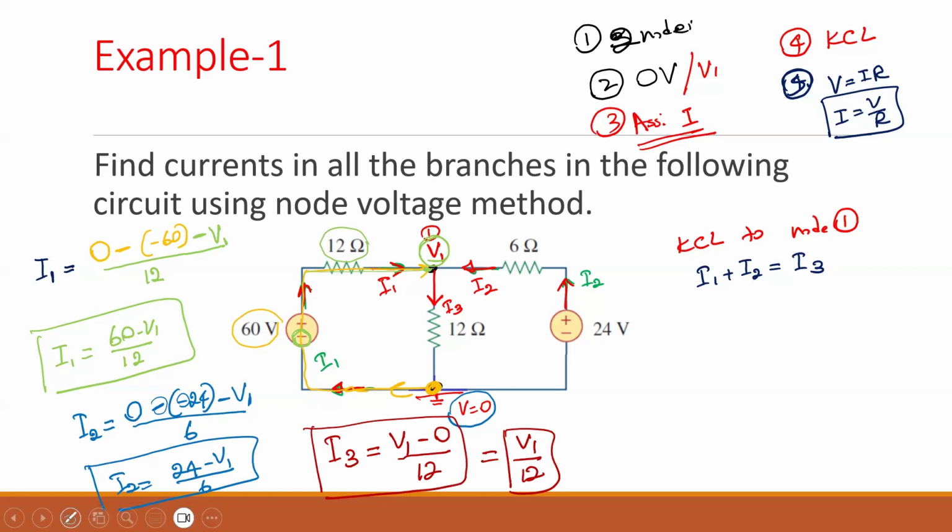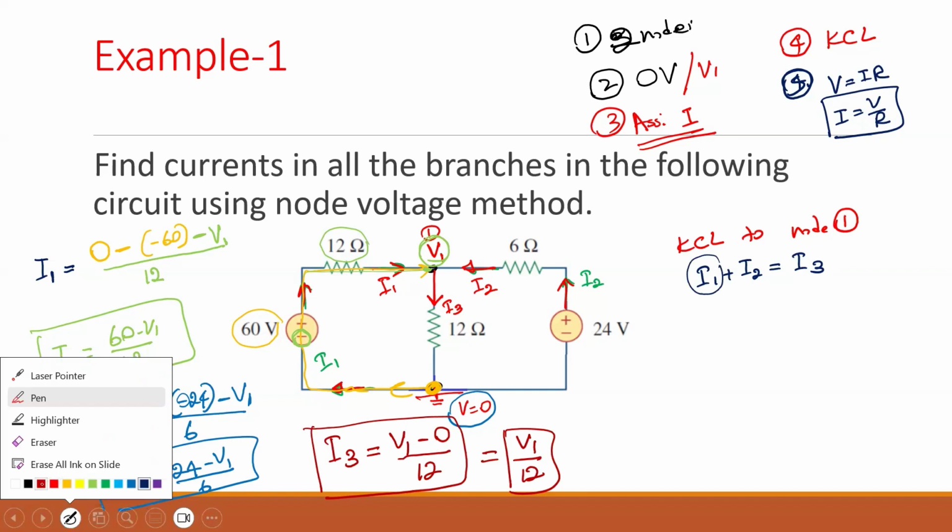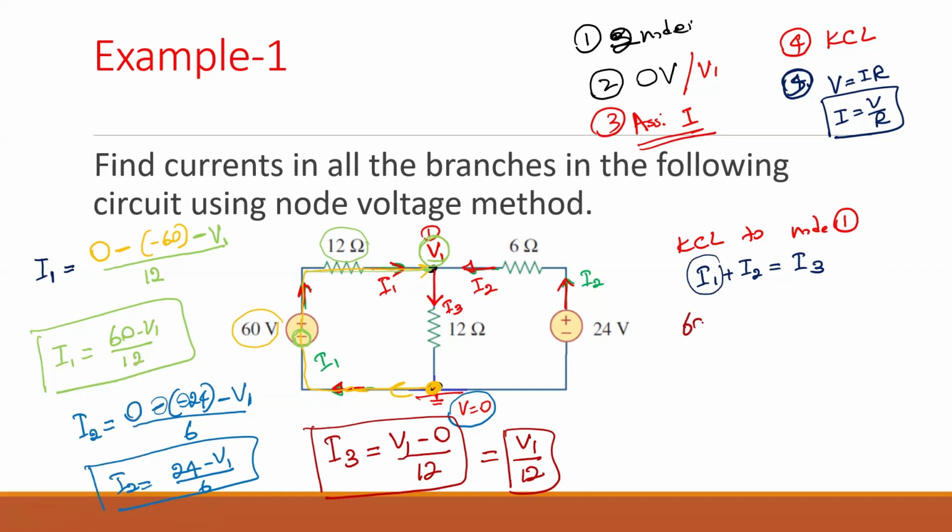Any question? Now you have all three currents in terms of voltage V1. So you now substitute. I1 is 60 minus V1 over 12. And I2 is 24 minus V1 over 6. I3 is V1 over 12. So you have an equation with just one unknown.